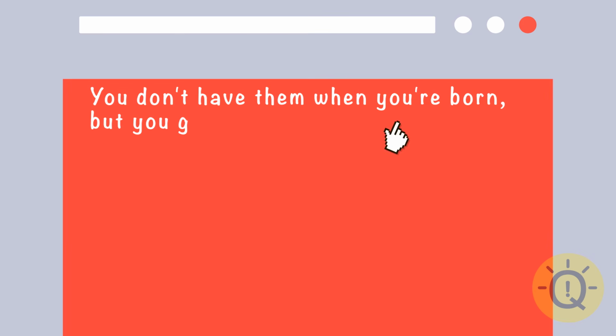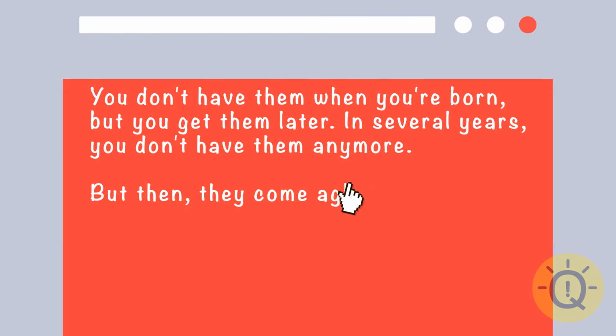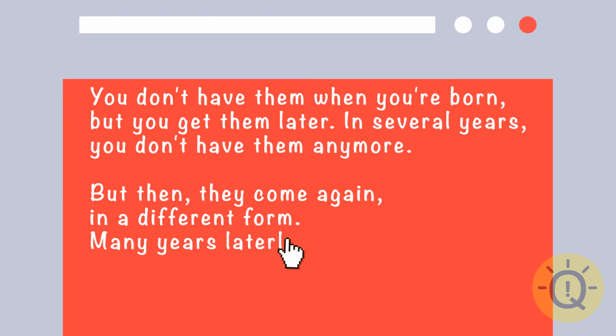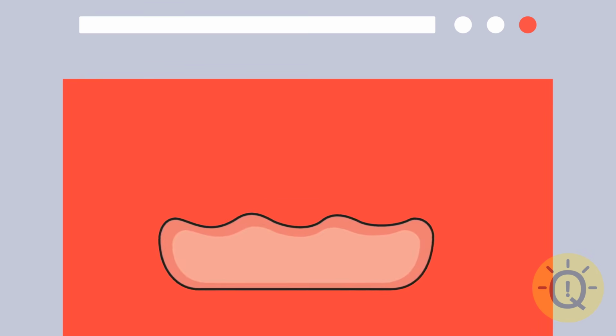The riddle went like this: you don't have them when you're born, but you get them later. In several years, you don't have them anymore, but then they come again in a different form. Many years later, they might leave you again. What are they? They are your teeth.